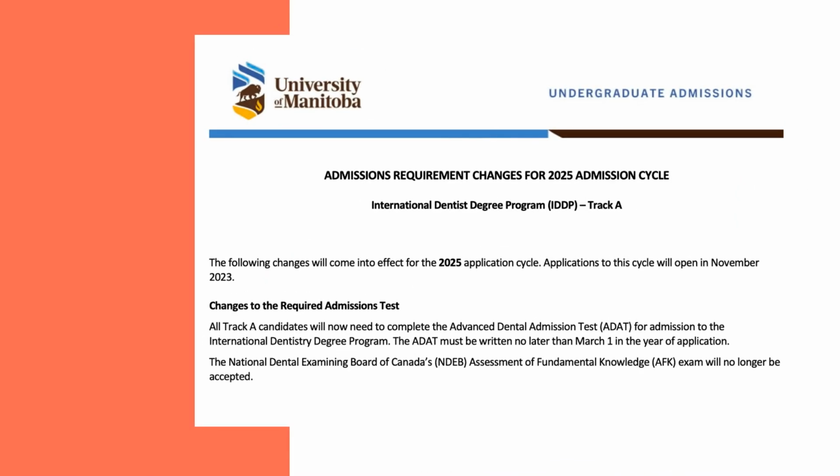And for the University of Manitoba, it's mentioned that the ADAT must be written no later than March 1st of the application cycle, which means basically for both universities that if you're trying to apply for the university admissions, it's better to do your ADAT before that same year cycle. If you're applying for 2025, try to do your ADAT in 2024. Now that's for Canada.